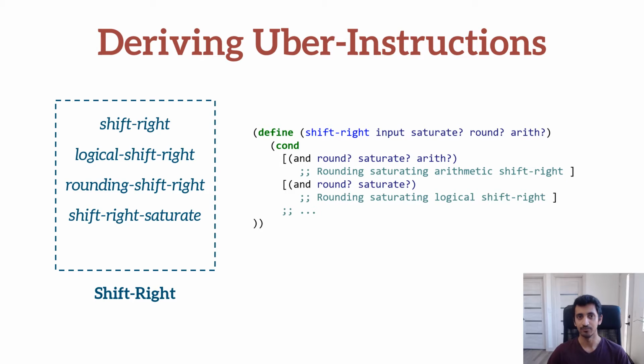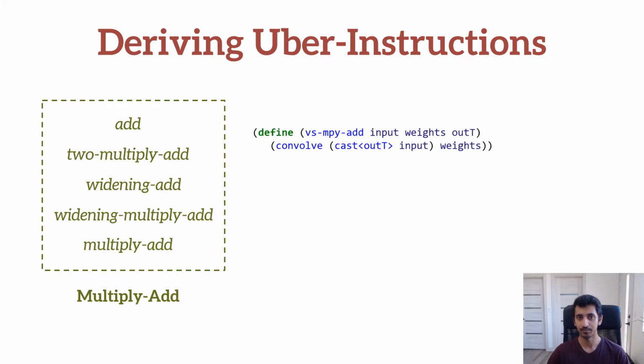For example, we can unify all the shift-right intrinsics by defining a single function like this. This shift-right uber instruction has flags to specify optional rounding and saturating to a lower precision, as well as a flag to specify whether we want to compute a logical or arithmetic shift. Similarly, we can unify all multiply add instructions by defining an uber instruction that takes a weight matrix and convolves the input vector with the provided weights. By providing different weight matrices, we can implement any sequence of multiply add operations.